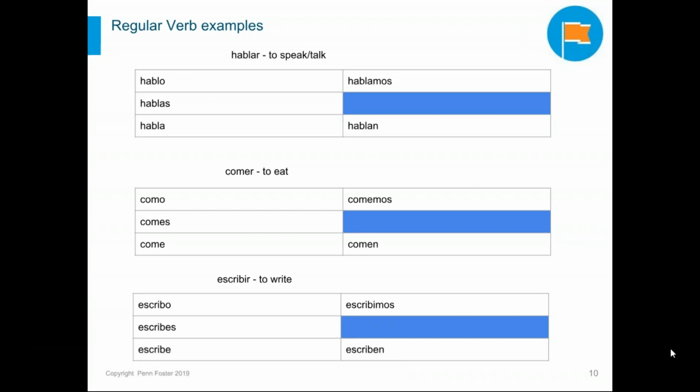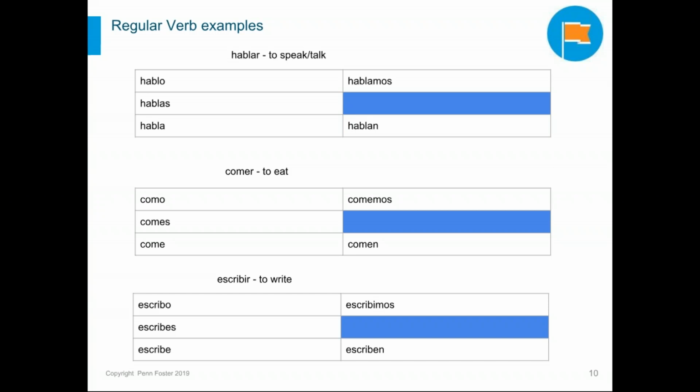Okay, so transitioning to slide 10 is where we have a few examples, one of each, an AR, an ER, and an IR verb. If you want to review those two steps of how to form a regular conjugation, just take a look at the verb above the box. You have an infinitive like hablar. First step would be to remove the AR, leaving you with the stem, which is HABL.